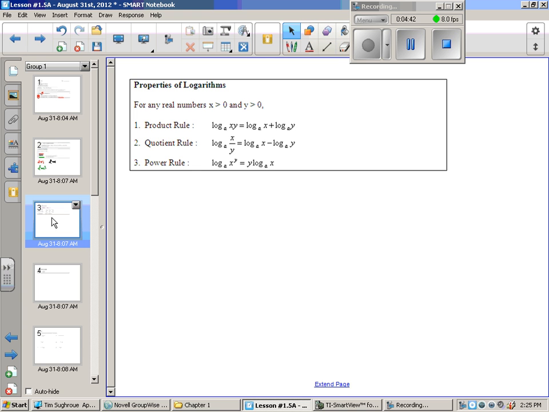The quotient rule for logarithms says if you take the log base A of a quotient, it's the log base A of the numerator minus log base A of the denominator. The power rule for logarithms says if you have a log base A of x raised to the y, the y can drop down and become the coefficient of the logarithm, and therefore it's y log base A of x.